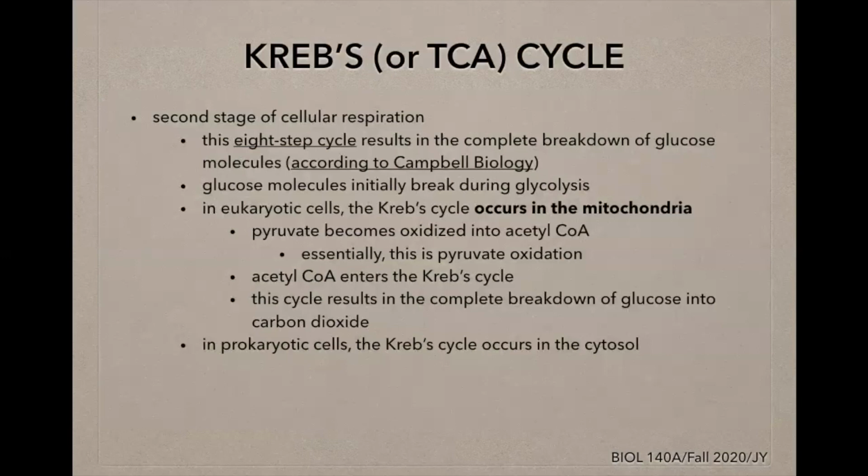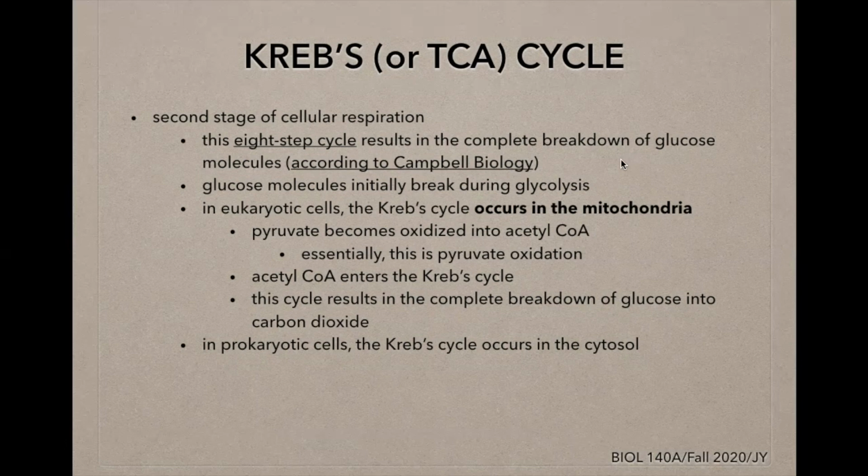So next up is the Krebs cycle, also known as the citric acid cycle or the tricarboxylic acid cycle. So this is the second stage of cellular respiration. So when the textbook mentions cell respiration, as I previously mentioned, it is referring to aerobic cell respiration. The Krebs cycle requires 8 steps in order to complete the breakdown of glucose molecules. So glucose is completely broken down in the Krebs cycle.